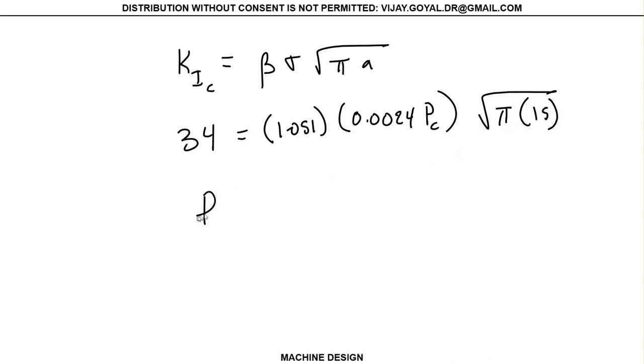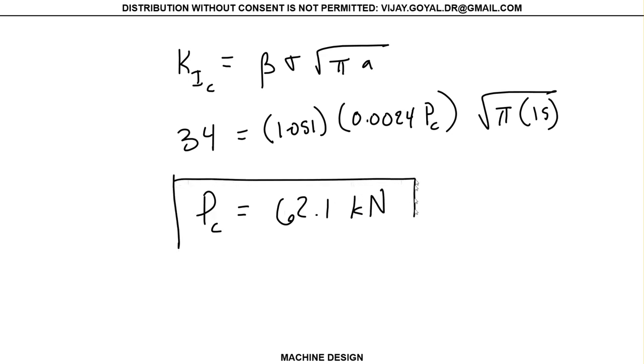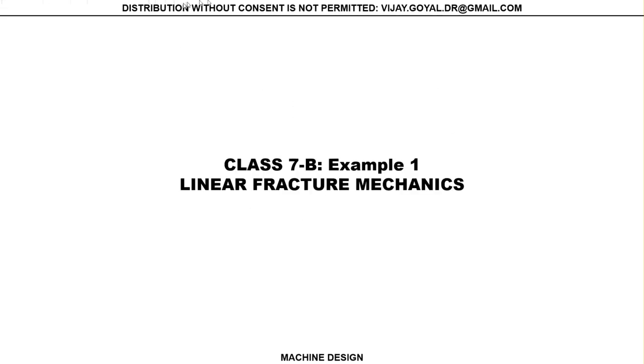If I solve for PC, I find that my total PC is 62.1 kilonewtons. This is the maximum load my structure can possibly have before it starts failing for a total crack length of 30 inches. So this concludes example number 1 for linear fracture mechanics.